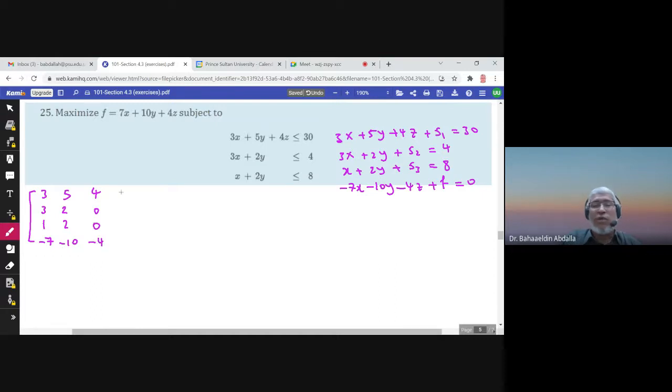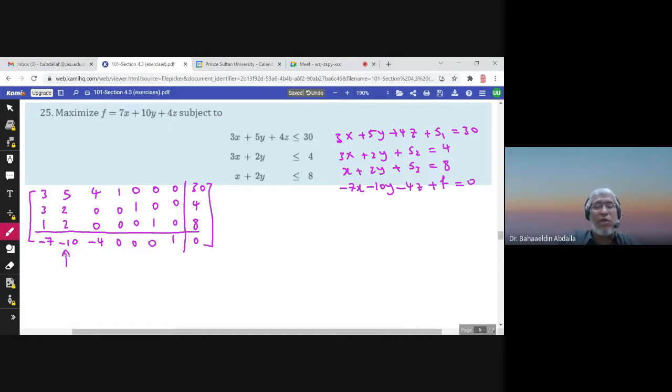Coefficients of S1, S2, S3, F. Well, S3 is not like this. Yeah, and you have I4 here. And now the right-hand side. And this is the initial matrix.